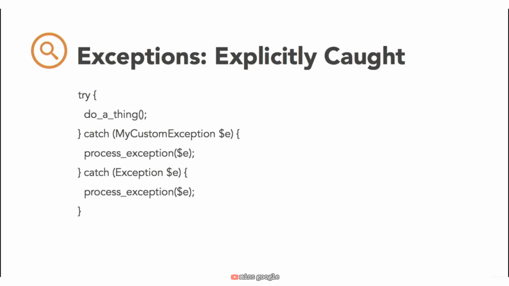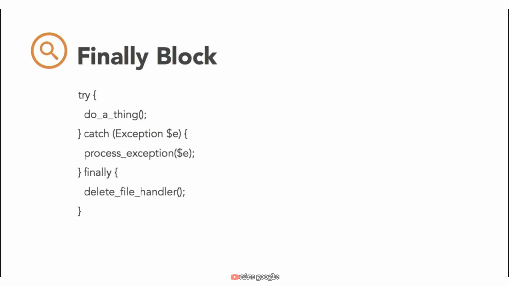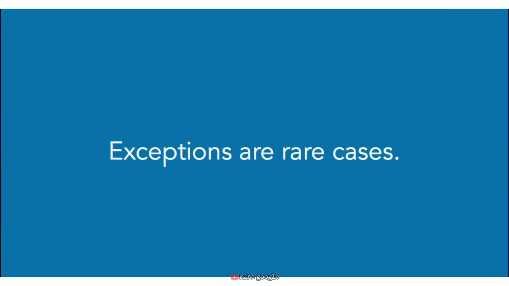PHP 5.5 added the concept of a finally block. The finally block is a block of code that will always execute, regardless of an exception being raised or not. The finally block can be used in the place of a catch block or after a catch block. In essence, the finally block gives you a chance to deal with any last things before returning to your normal programming flow.